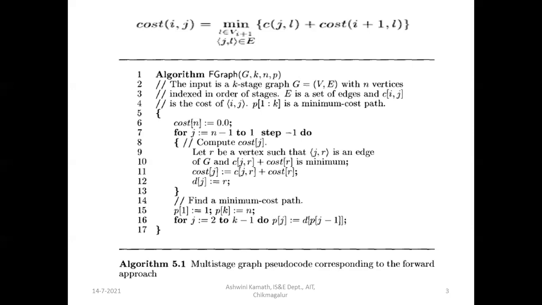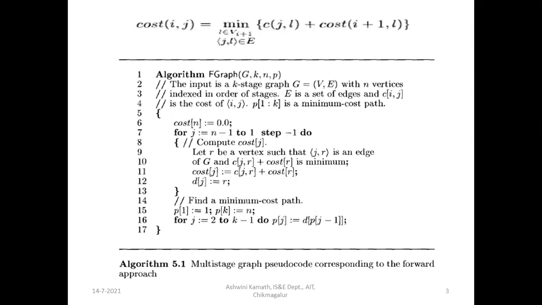In the first iteration, we are going to consider j value is equal to n minus 1. Compute cost of j. Cost of j means it is the length of the path from j to the sink node.